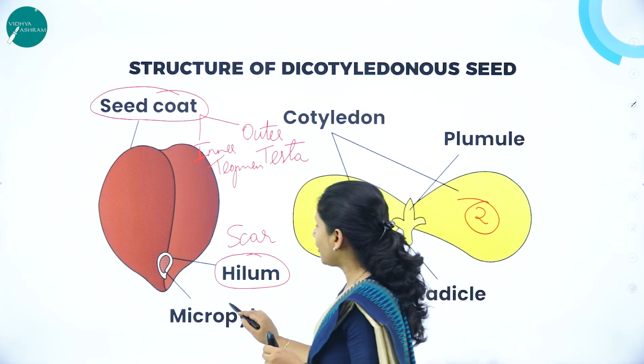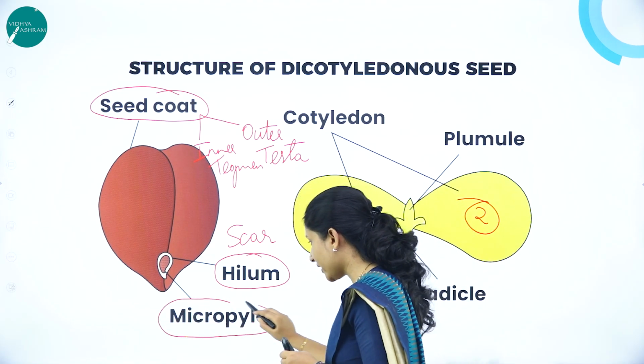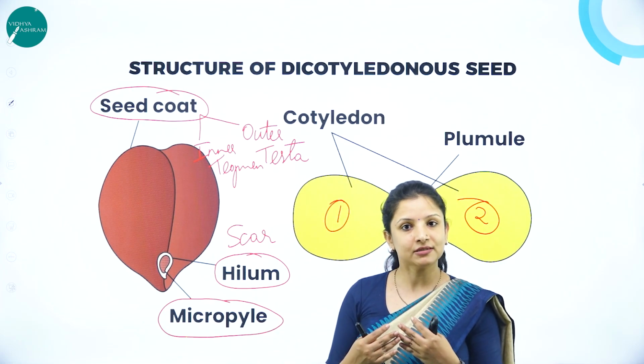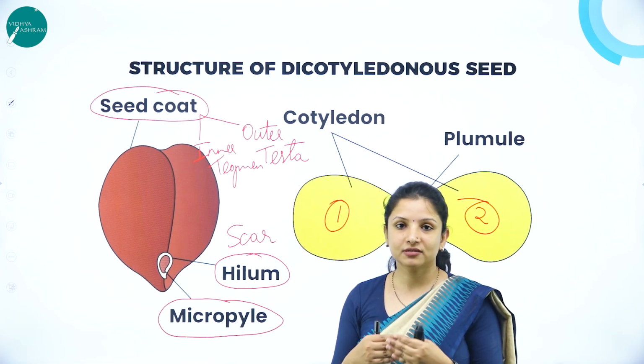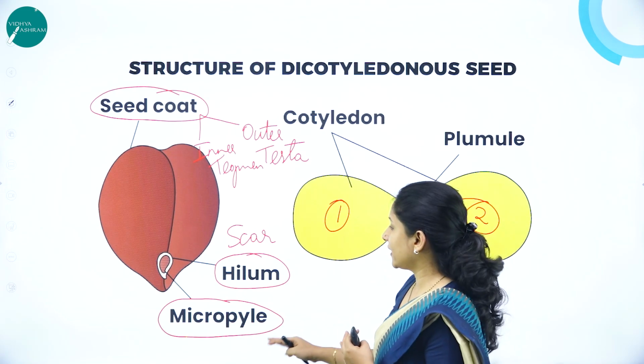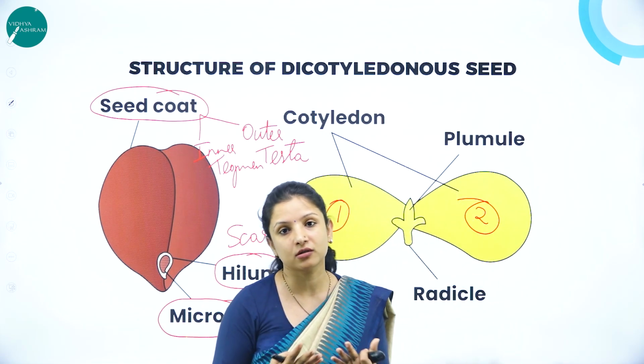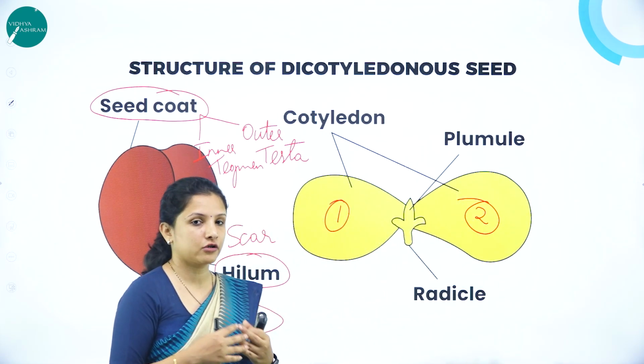That is nothing but called as the micropyle. Now this micropyle also helps in the exchange of gases in the seed. For all that, this micropyle will help. So these are the different structures of the outer covering of the seed. That was the morphology of the seed.